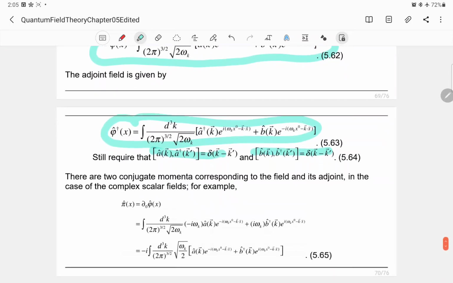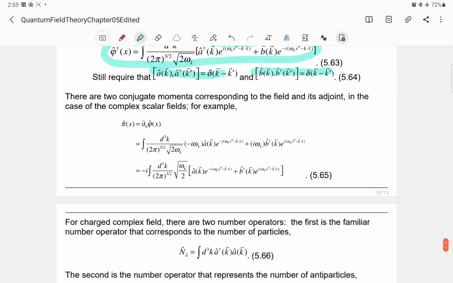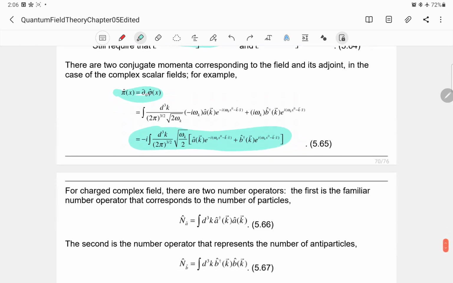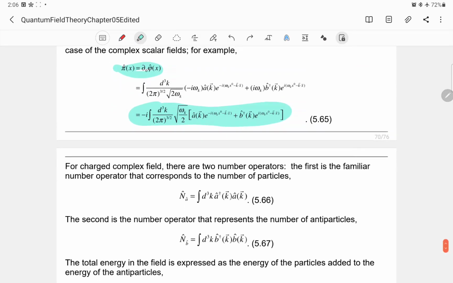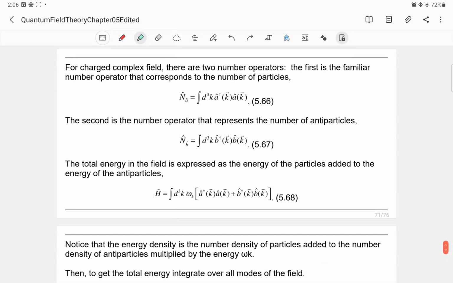In this case, there are two conjugate momenta corresponding to the field and its adjoint. In the case of the complex scalar fields, for example, you have this, and so you will have this one. For a charged complex field, there are two number operators. The first is the familiar number operator that corresponds to the number of particles, and the second is the number operator that represents the number of antiparticles.